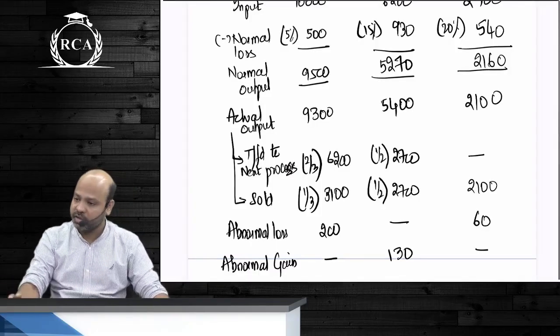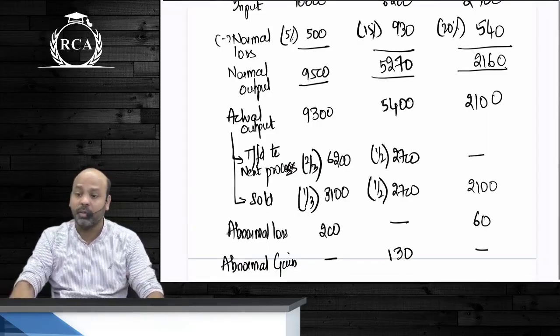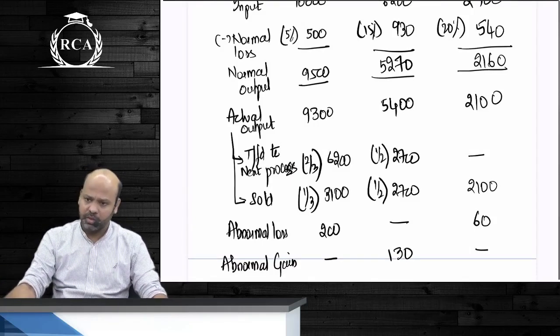Because in suggested answers they will not present normal loss account separately for process A, separately for process B. Guys, they're going to club everything. So we'll follow the same treatment here also. Are we clear about this?